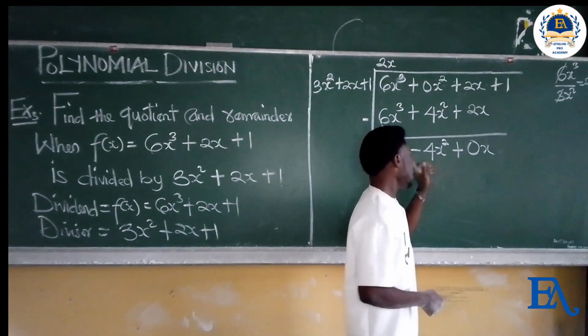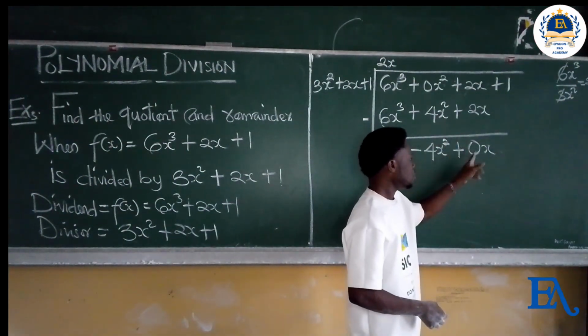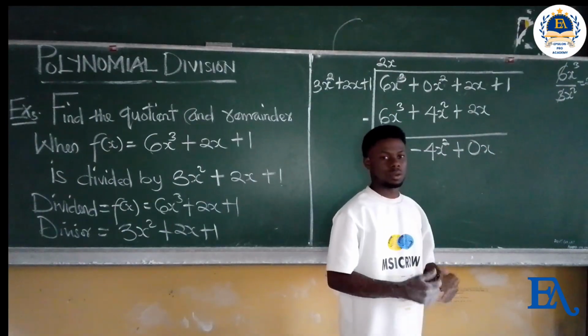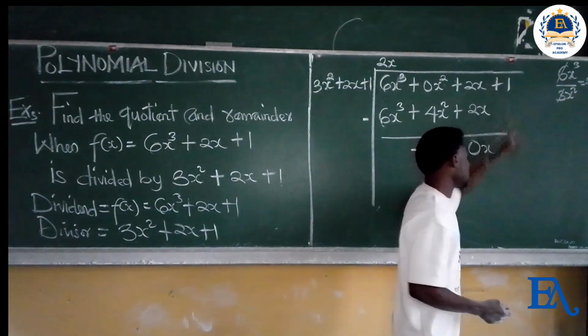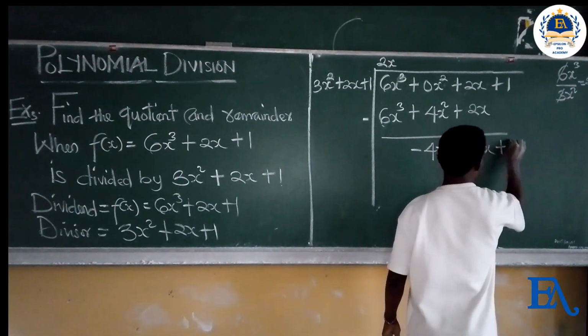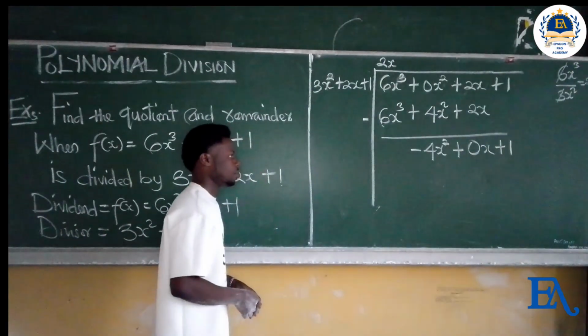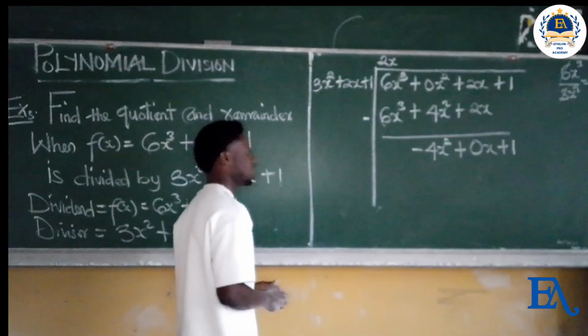And the next term, after x raised to the power of 2, x raised to the power of 1, should be x raised to the power of 0, which is basically the constant term. So, which is plus 1, we are adding plus 1 to this expression. This becomes our new dividend. Step number 4, repeating the steps again.